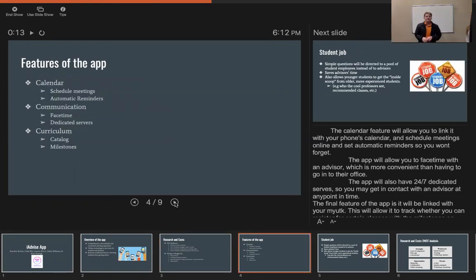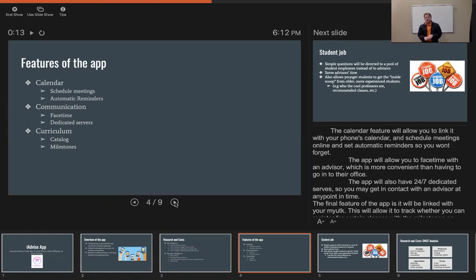So some of the features for the app include a calendar, communication, and the curriculum. So for the calendar, you will be able to schedule meetings through your phone, and it will allow you to receive appointment notifications on your phone instead of having to go through your email, which is kind of a hassle. And then communication, you'll be able to FaceTime an advisor if you aren't able to actually make an in-person appointment, and it's just more convenient for you.